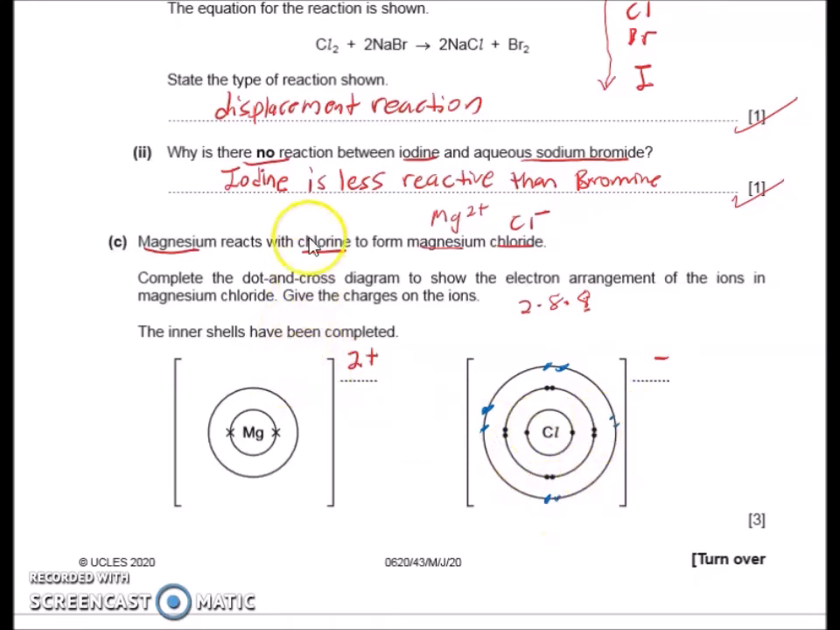However, for magnesium, the original is 2.8.2. Since they have donated 2, you will only have 2.8. So the last shell will have only 8. 1, 2, 3, 4, 5, 6, 7, 8. So we have to follow the symbol here. Once you have done this, you'll be getting the 3 marks. Okay, we just move on.